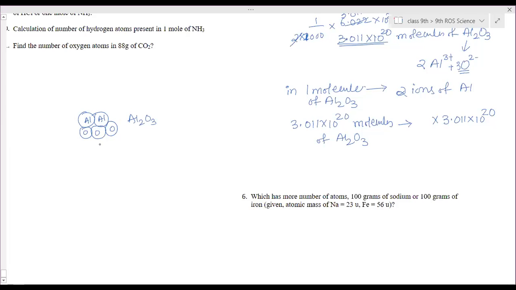2. So in one molecule, 2 ions of aluminium are present. Then in these many molecules, how many aluminium ions will be present? 2 into 3.011. That's it. That is what we have done.